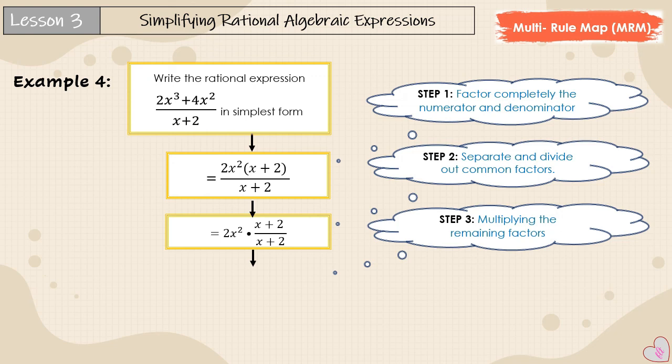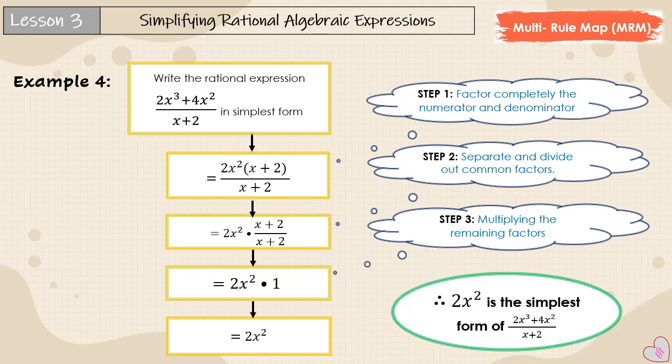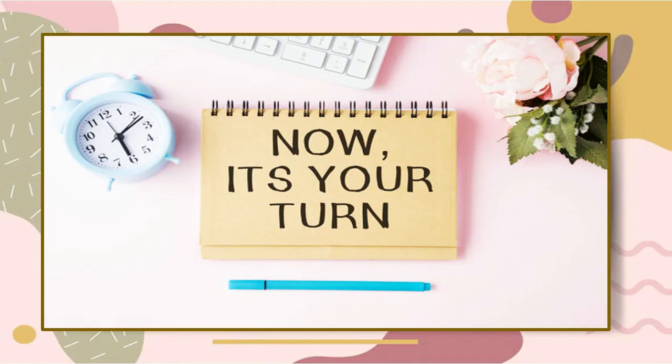Step 3. Multiplying the remaining factors. We have 2x raised to 2 times x plus 2 over x plus 2 is equal to 1. By simplifying, we have 2x raised to 2 times 1 that is equal to 2x raised to 2. Therefore, 2x raised to 2 is the simplest form of 2x raised to 3 plus 4x raised to 2 all over x plus 2. Now, it is your turn.